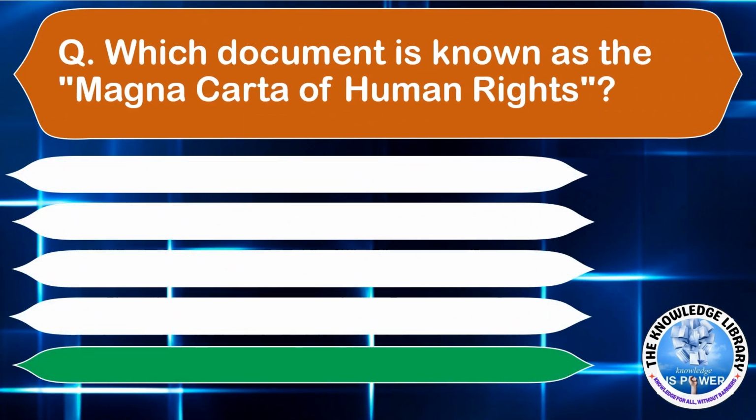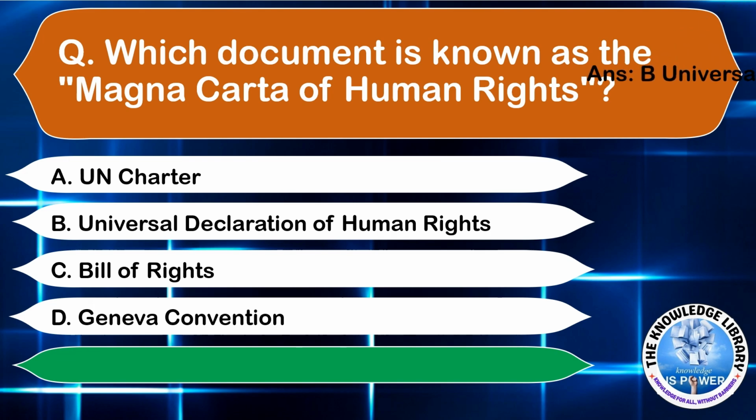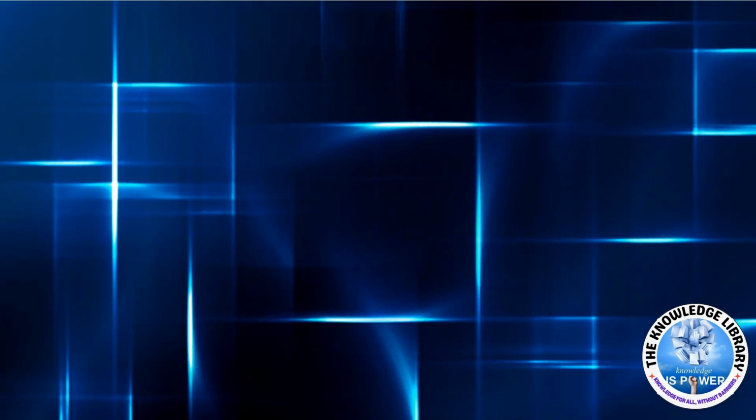Next question is, which document is known as the Magna Carta of Human Rights? Option A, UN Charter. Option B, Universal Declaration of Human Rights. Option C, Bill of Rights. Option D, Geneva Convention. Answer is option B, Universal Declaration of Human Rights.